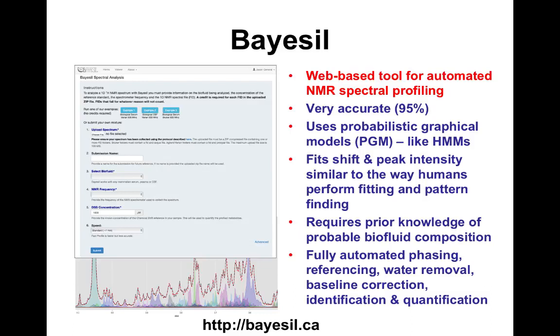In order for it to work, just like with Alexa or Siri or Google Home, it has to know that you're speaking English, or in this case, you need to tell it what biofluid you're working with. If you tell it that you're analyzing blood when you're actually analyzing urine, it'll do very, very badly because you've told it the wrong information. So it needs to know what the composition or the biofluid is. But once that's given, it'll do automatic phasing, automatic chemical shift referencing, automatic water removal and baseline correction, and then it'll do all the automatic identification and quantification.